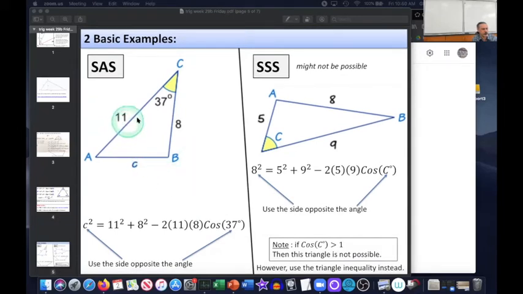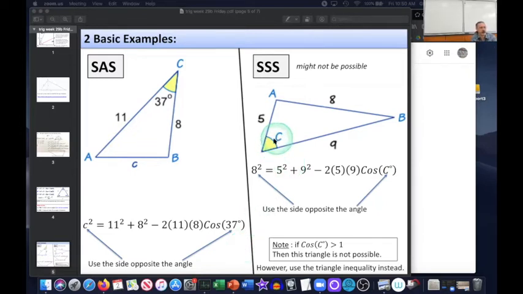Okay, so here's two basic examples. This is what side angle side means. Okay, so this 37 is opposite to C. So the side C squared and the opposite angle cosine 37. And then the 11 and the 8, 11 squared plus 8 squared minus 2 times 11 times 8. Okay, and the same thing with here.